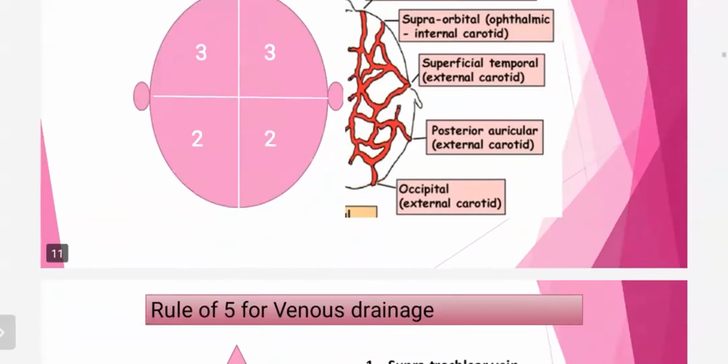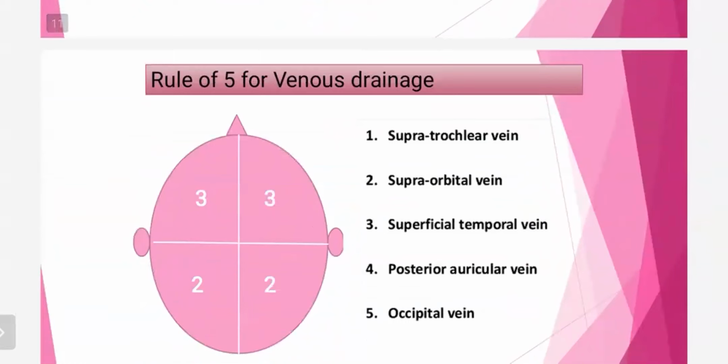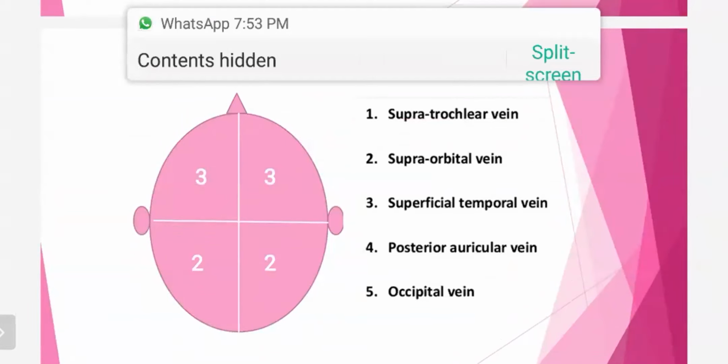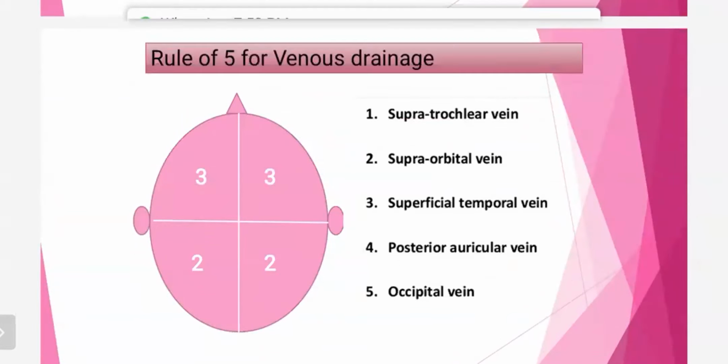And again, there is the rule of 5 for venous drainage. That is supratrochlear, supraorbital, superficial temporal, posterior auricular, and occipital veins. Venous drainage is through these 5 veins. So the scalp has a rich nerve supply and rich blood supply through the arteries. So the drugs applied on the scalp area have a high chance of absorption through the blood vessels as well as the nerve endings. So this holds the importance of Murtha Taila in local as well as systemic diseases.